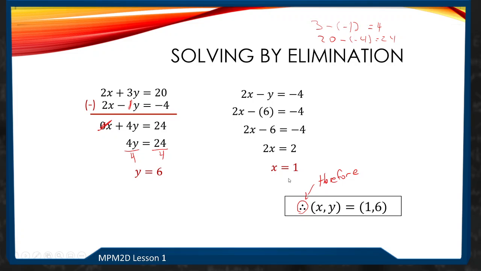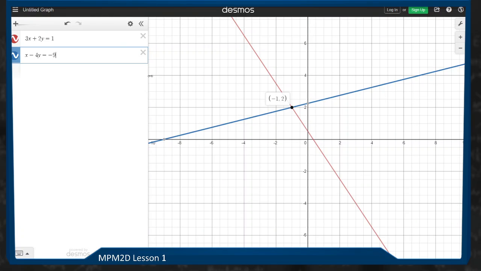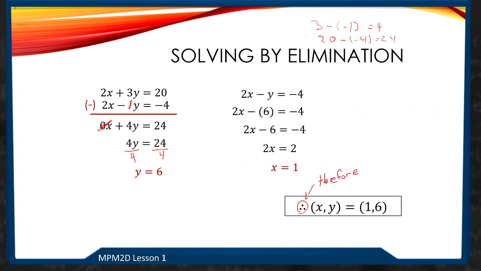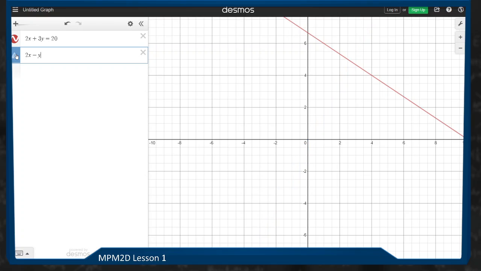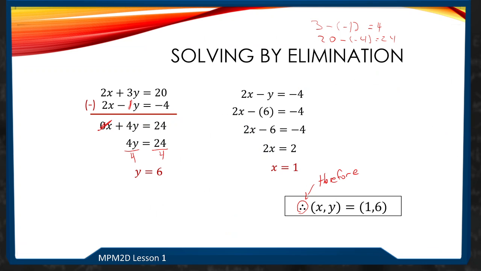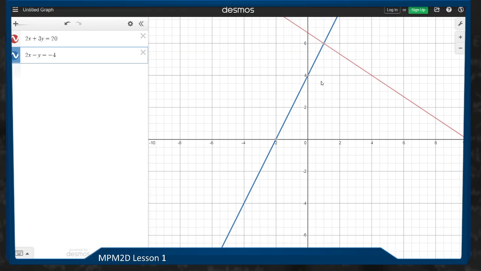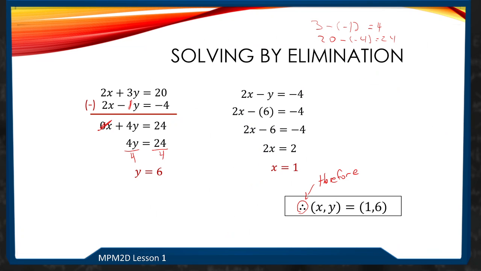Why don't we quickly jump over to Desmos. So what was it? It was 2x plus 3y equals 20, and 2x minus y equals -4. Is that correct? Yes. And if we look, our answer is 1, 6. So graphically, I can show that it's 1, 6. And using elimination, I can get 1, 6.